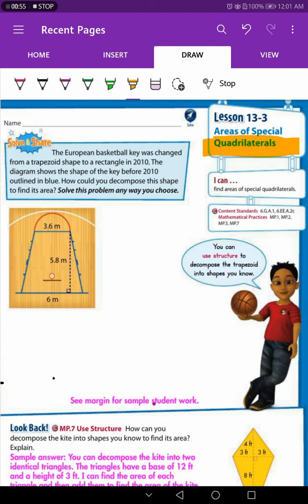Okay, my dear students. What about a triangle? A triangle is not a quadrilateral because it has only three sides. Okay, this is the meaning of quadrilateral.